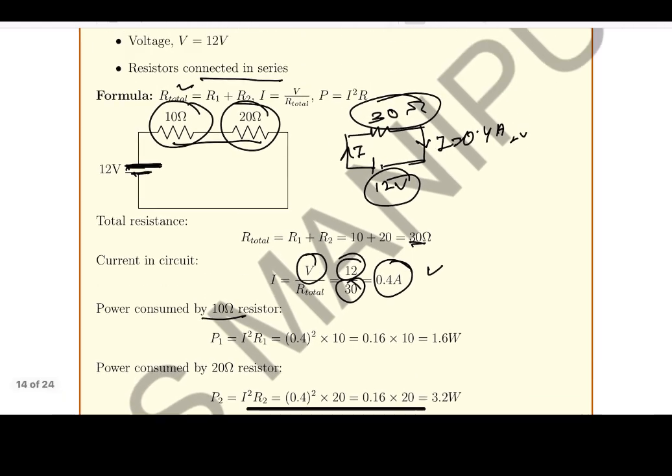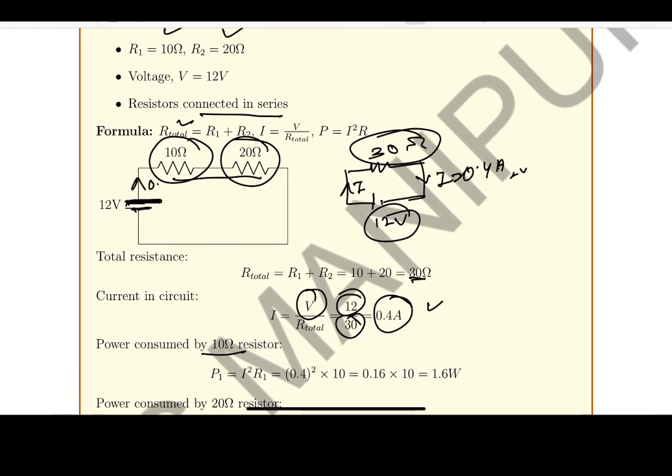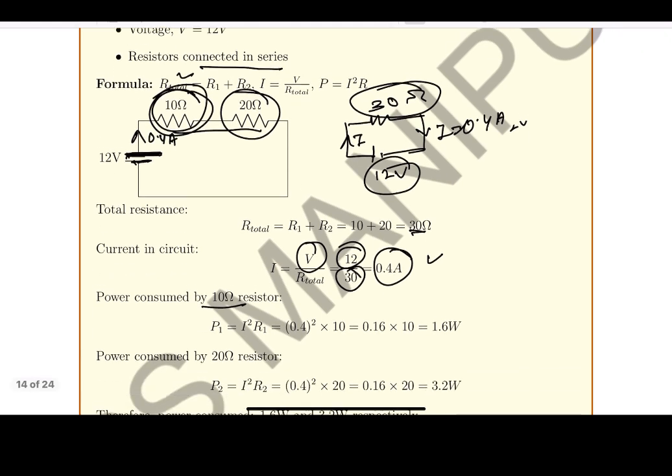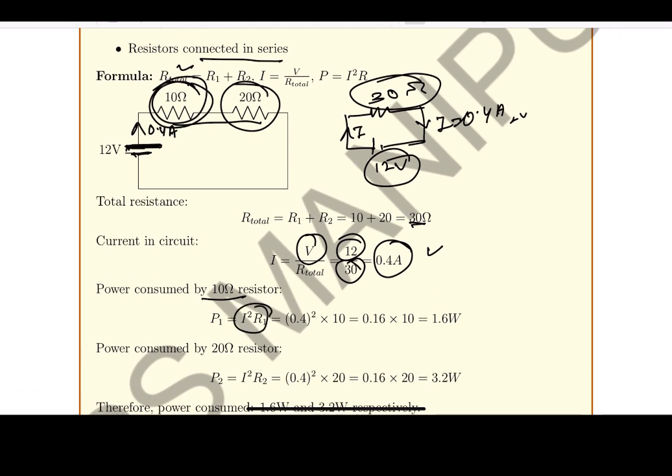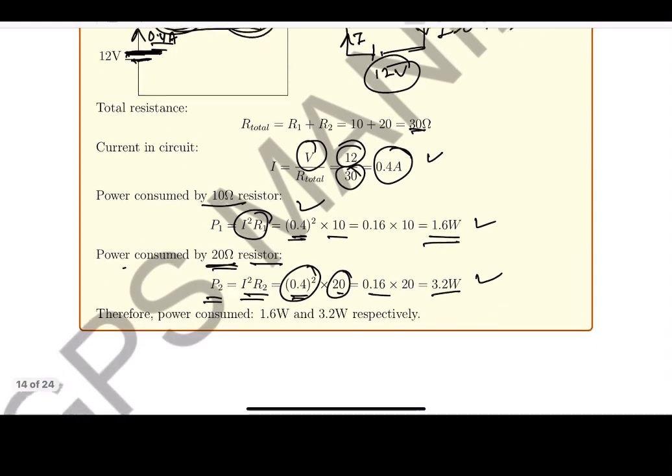Power consumed by 10 ohm, with 0.4 ampere current, will be I square R1. 0.4 square into 10 is 1.6 watt. Power consumed by the 20 ohm resistor, P2, will be I square R2. 0.4 whole square into R2, which is 20, it will be 3.2 watt. Okay, very easy.